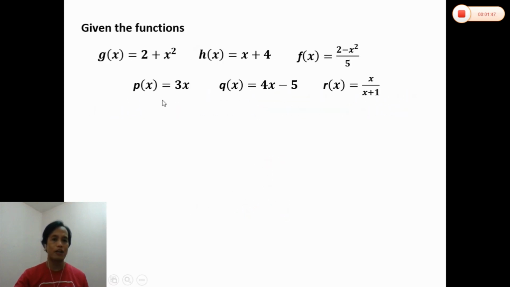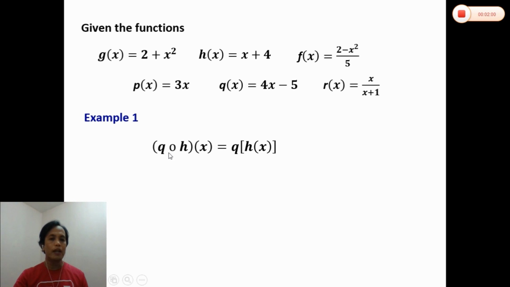Given the set of functions, the g of x, the p of x, the h of x, the q of x, f of x, and the r of x. For example 1, we are told to find the composition of the functions q and h of x. So our domain is not being specified here. So we are not going to evaluate the function because we do not have the value for domain here. So how do we write this notation?